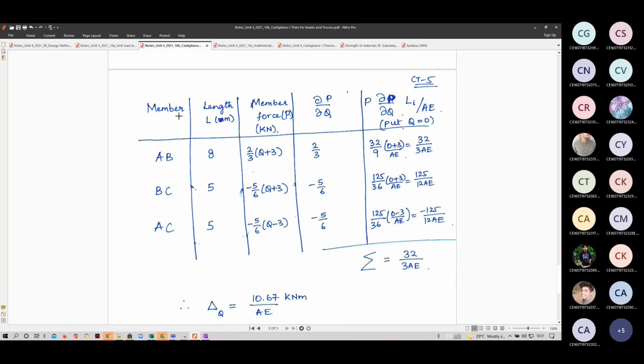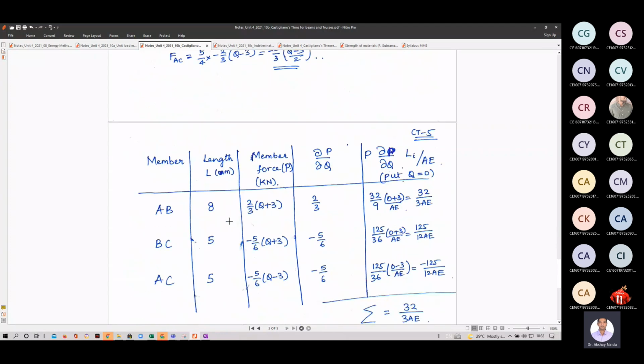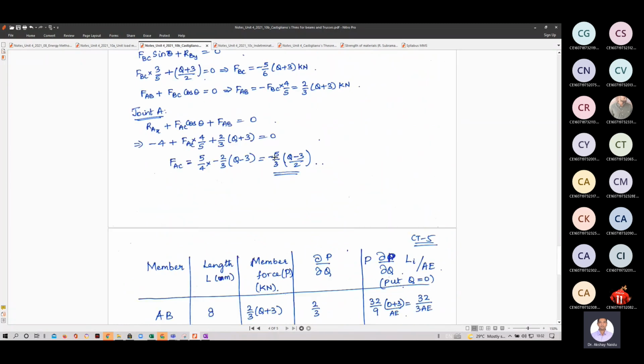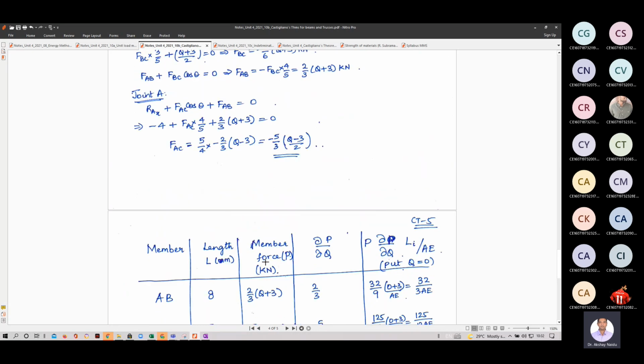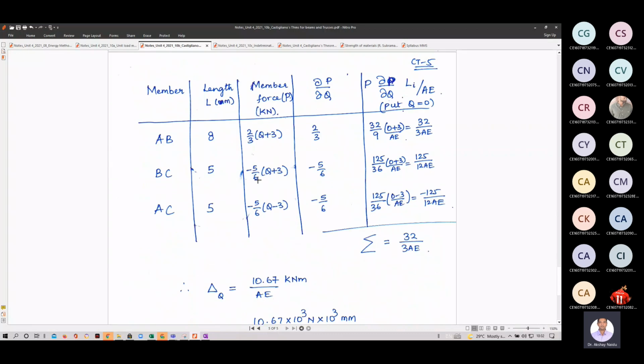For the member column, you write the members AB, BC, AC. Then the length of the members: AB is 8, BC and AC are 5. You have to calculate the lengths if they are not directly given. Then the member force P. F_AB I found out is 2 by 3 Q plus 3. Then F_AC and F_BC are minus 5 by 6 Q plus 3 and minus 5 by 6 Q minus 3. Now for this expression, differentiate this partially with respect to Q.